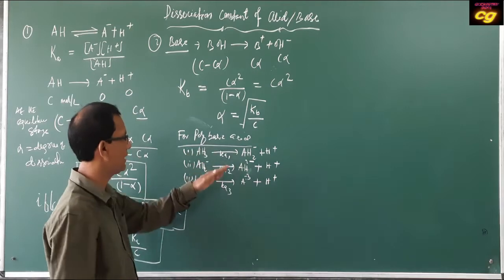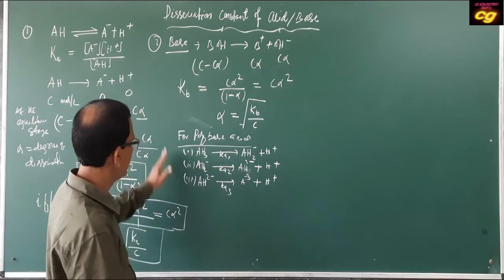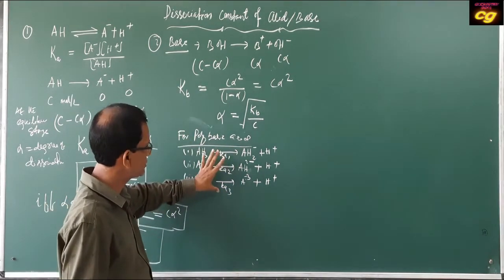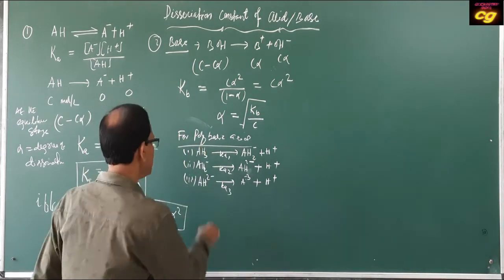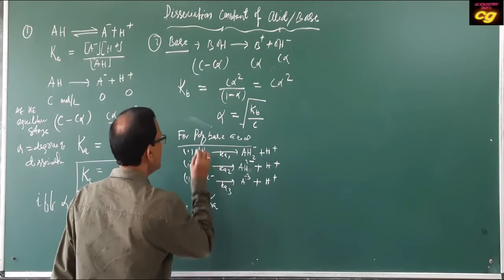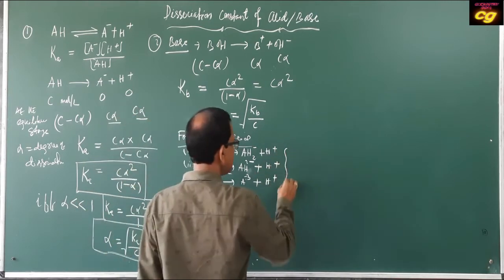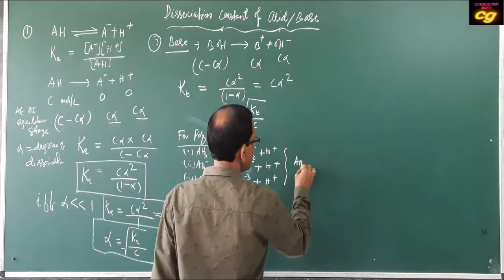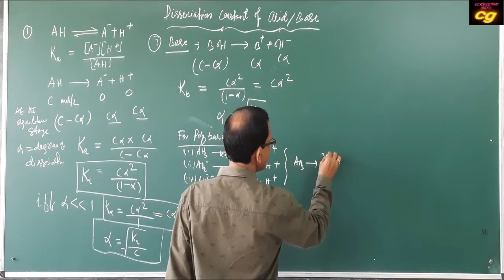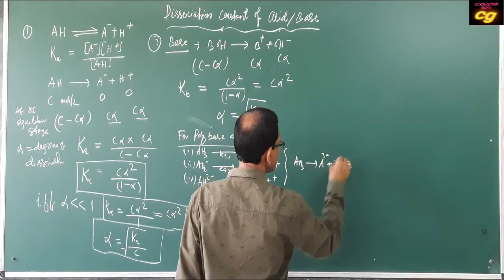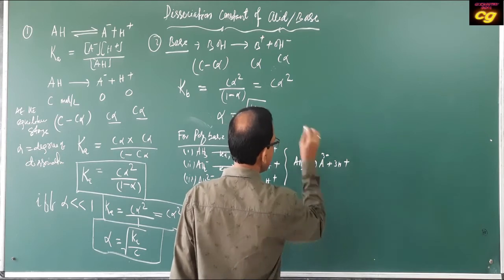Three steps: K1, K2, K3. Already we have read the dissociation constant of this acid, let it be Ka. For this acid, we can write it like this: AH3 converts to A3 minus plus 3H plus. For this, suppose Ka.